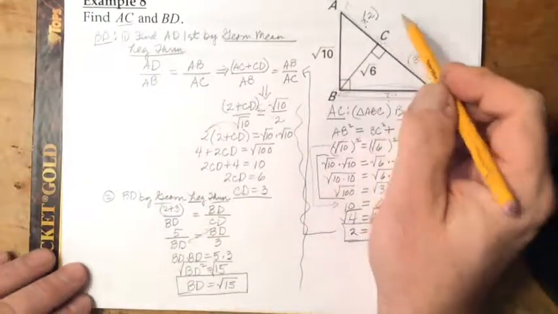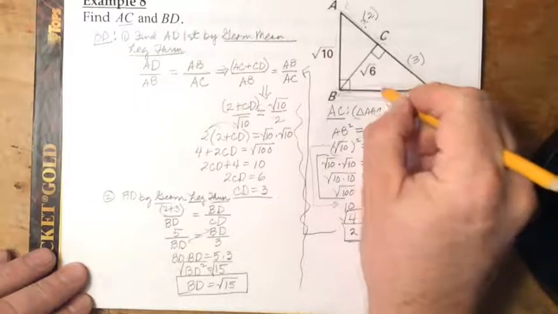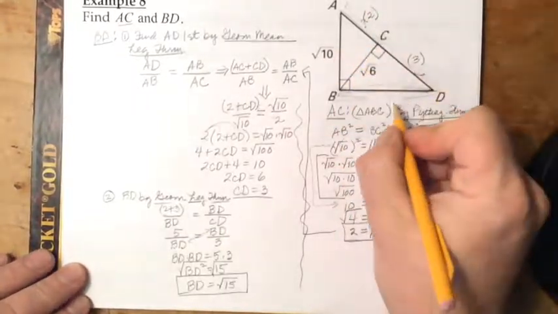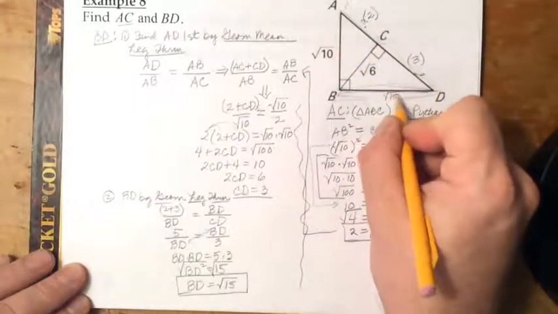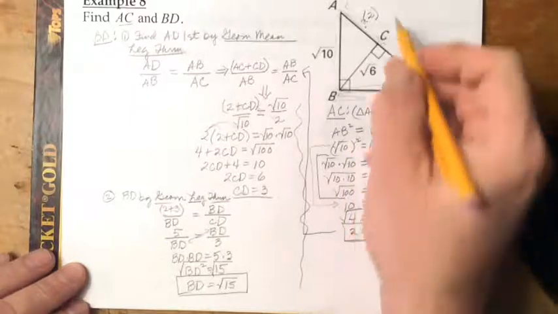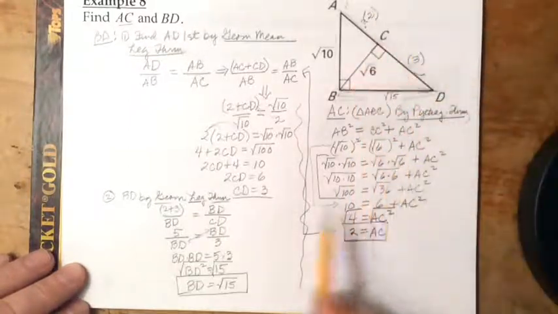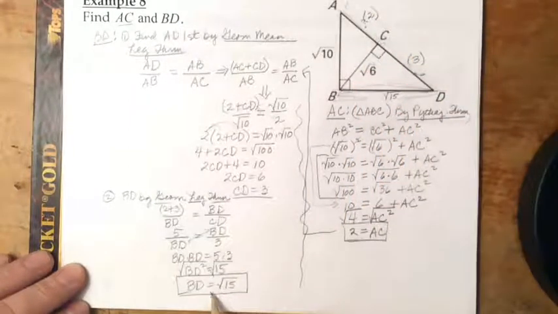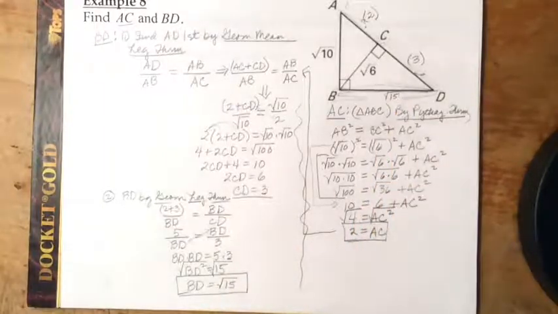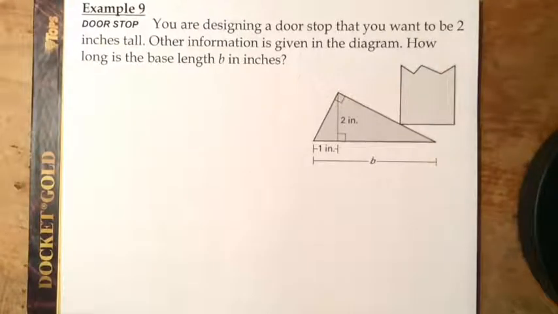So the answers to our problem, let's go ahead and write it here. BD is the square root of 15 units long. So our first answer, of course, was AC, 2, and our second answer was BD, which is the square root of 15. Our last problem, example 9, is about a doorstop.